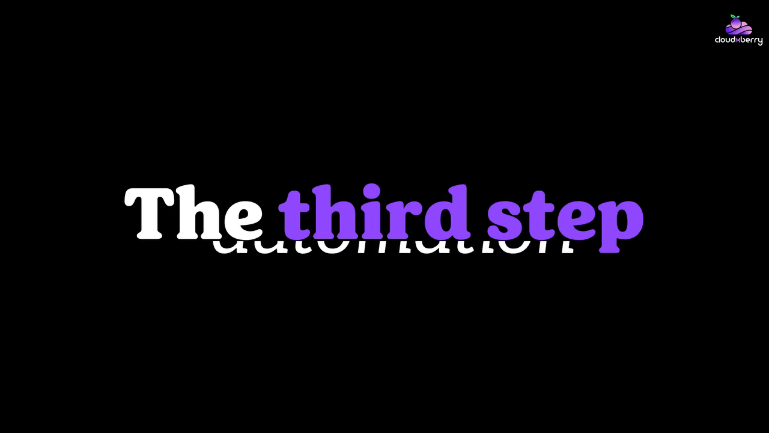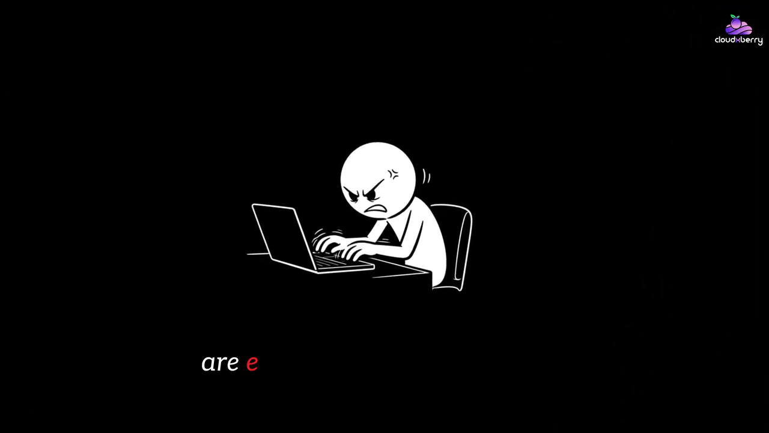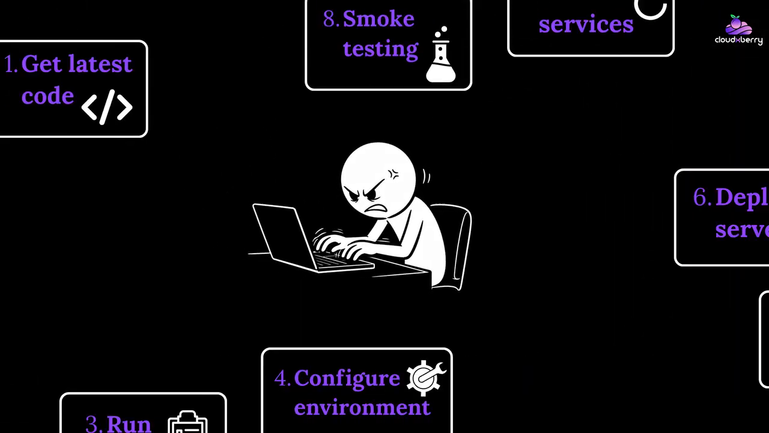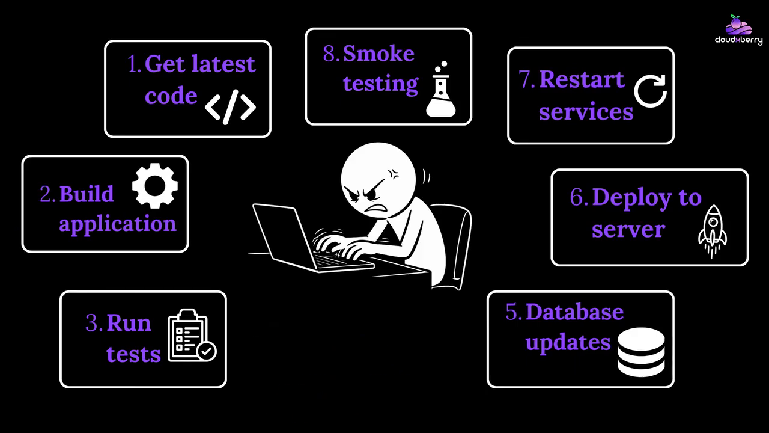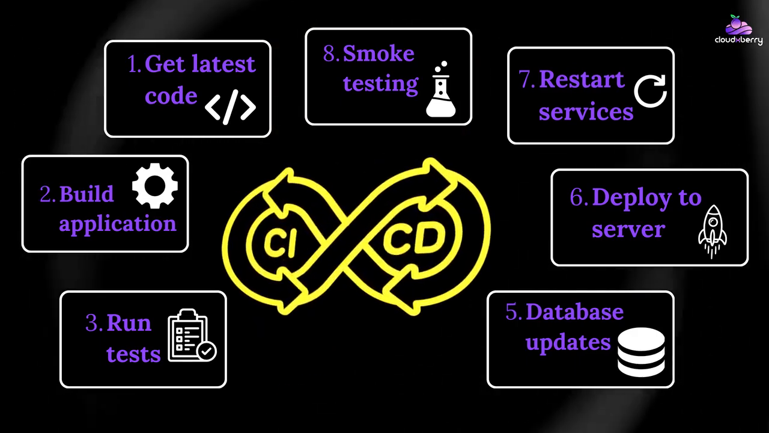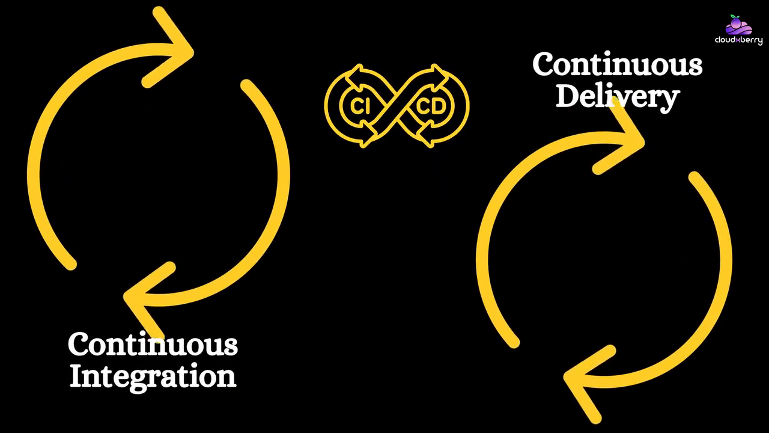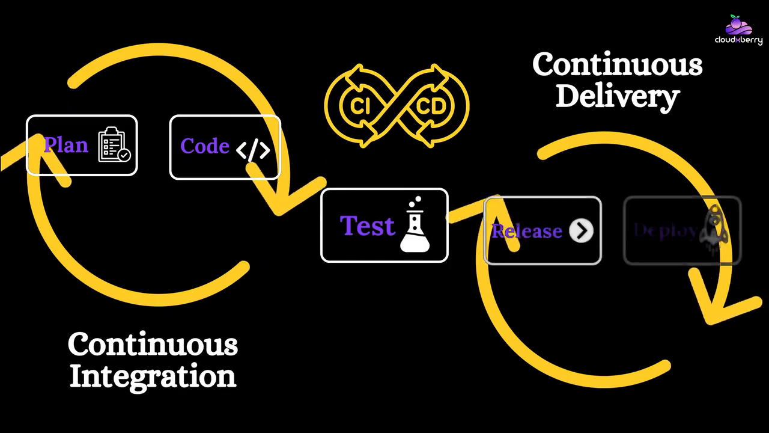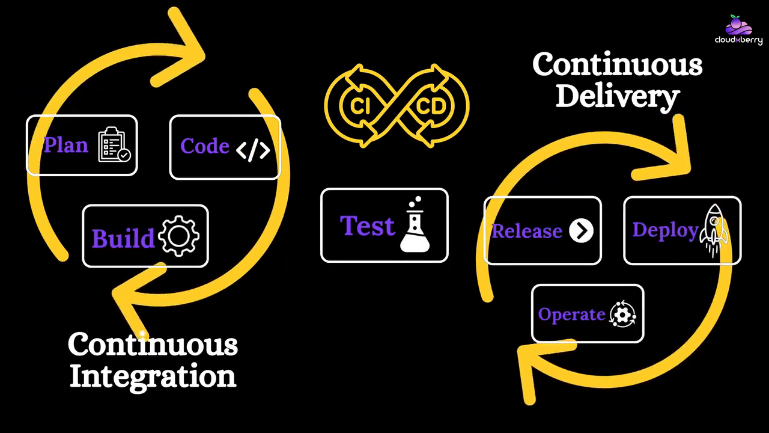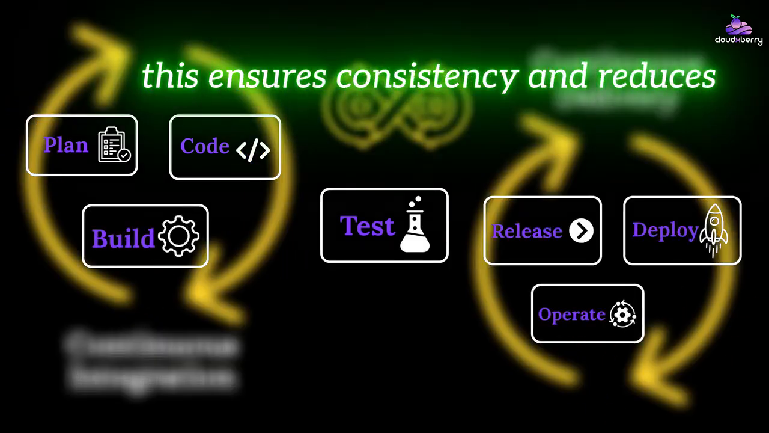The third step is automation. Manual deployments are error-prone and stressful. There are too many steps, and missing even one can cause failure. That's why we use CI/CD pipelines. Every change goes through a structured process where the code is built, tested, and deployed automatically. This ensures consistency and reduces human error.